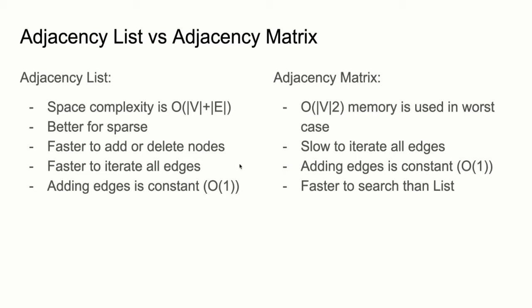For the adjacency matrix, it is vertices squared is the memory used in the worst case. It is slow to iterate all the edges because you cannot simply go through them quite as directly as in a list. Adding edges is constant, just like in the adjacency list, but because of the nature of the matrix, it's faster to search this list.